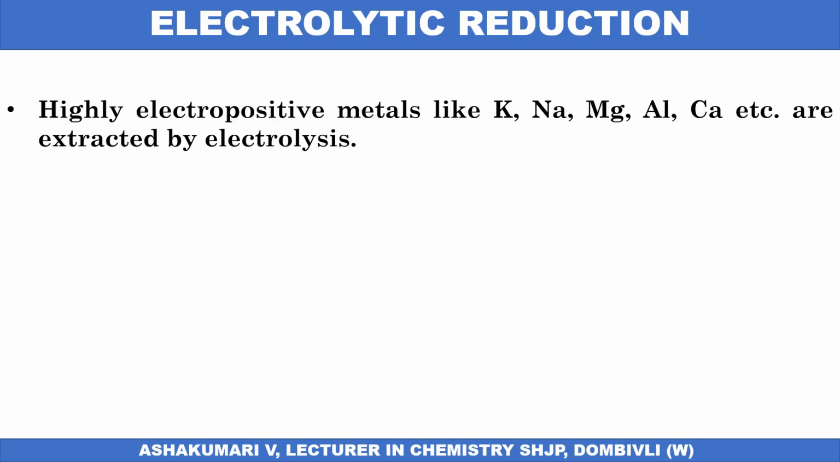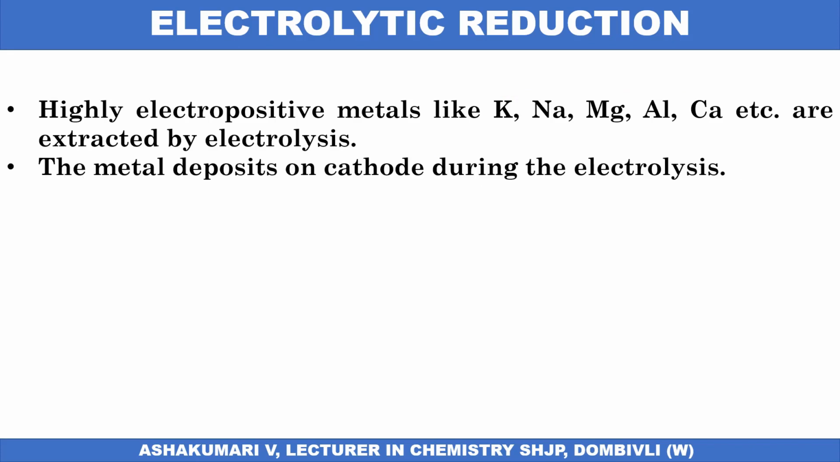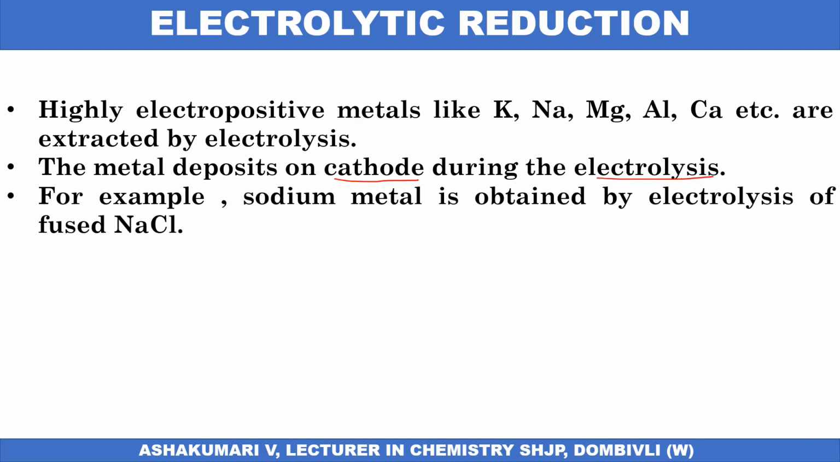Highly electropositive metals like potassium, sodium, magnesium, aluminium, calcium, etc. are extracted by electrolysis. Electrolysis of oxide, hydroxides or chlorides of a metal in fused state yield the corresponding metal. The metal deposits on cathode during the electrolysis. For example, sodium metal is obtained by electrolysis of fused NaCl.